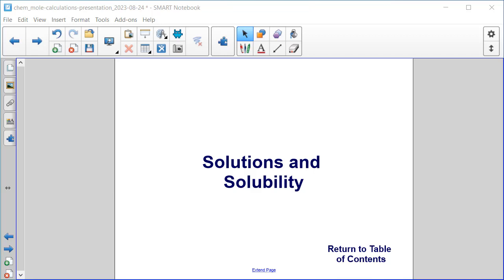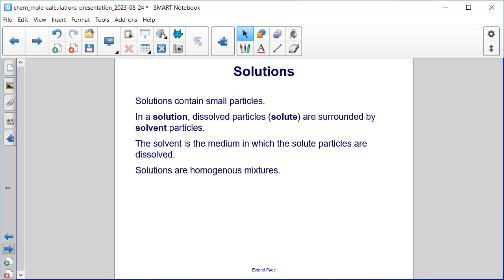Solutions and solubility. Solutions contain small particles. In a solution, dissolved particles or solutes are surrounded by solvent particles. The solvent is the medium in which the solute particles are dissolved.